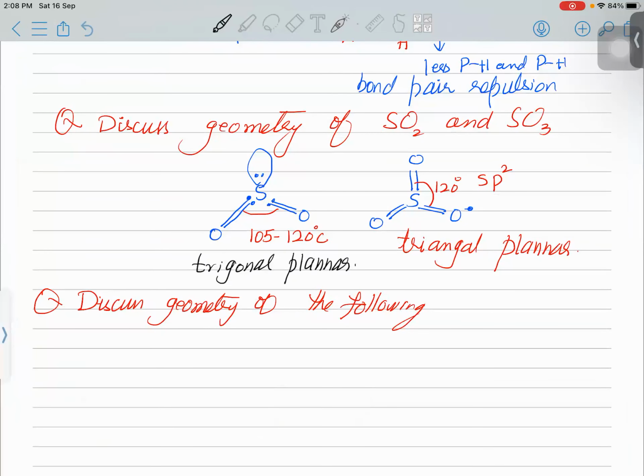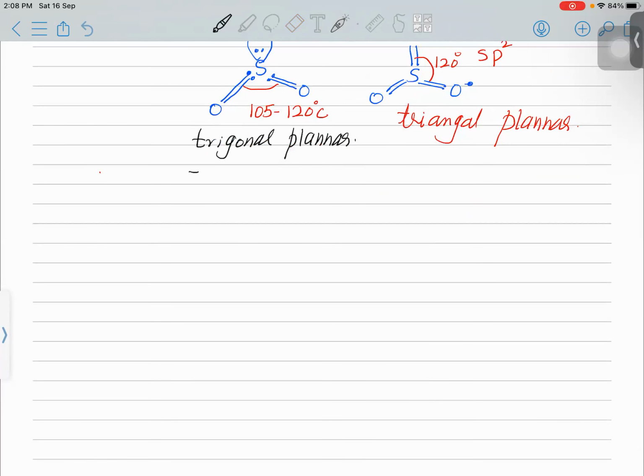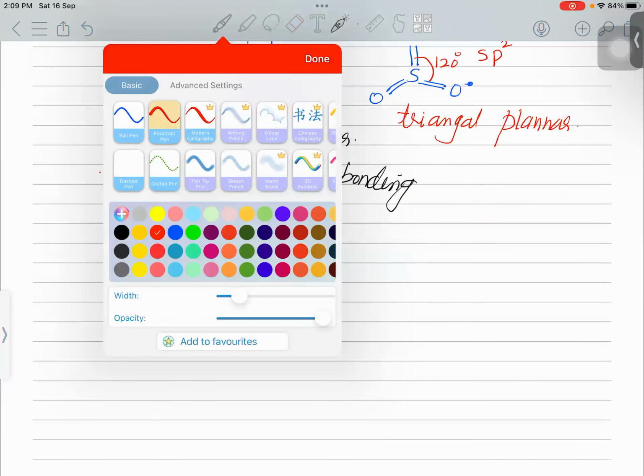Now, next topic is dative bonding. Another name of dative bonding is coordinate covalent bonding.